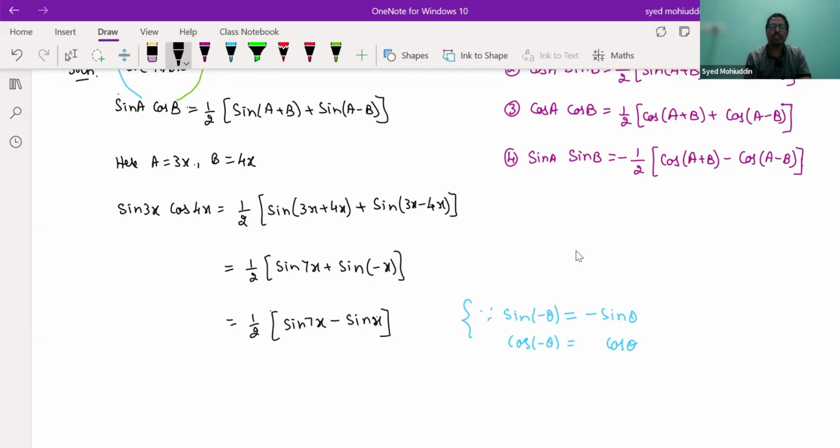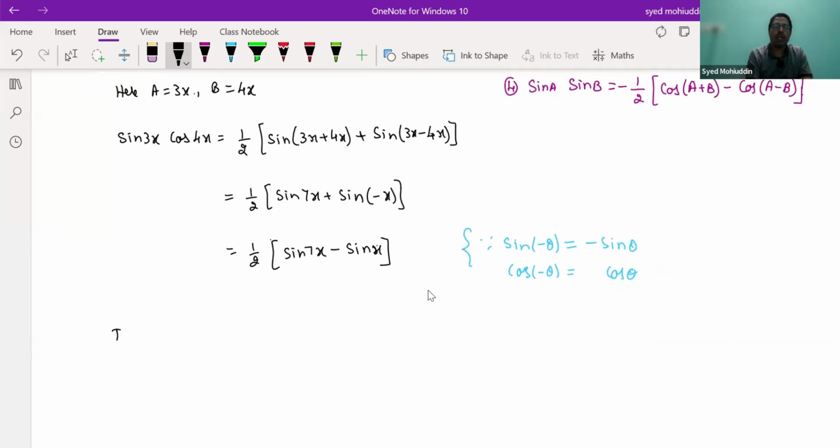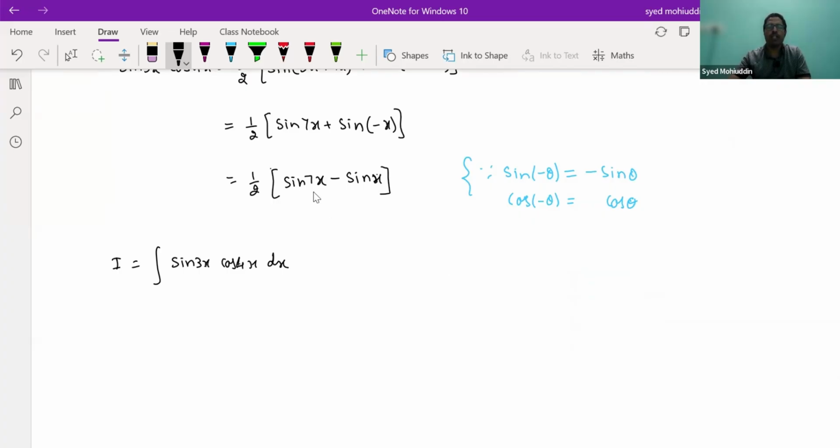Once you have done this, you can see that the product has gone. You have got two different terms. Now you can go ahead and apply the integral. Therefore, we have integral I to be equal to integral of sine of 3x into cos of 4x into dx.